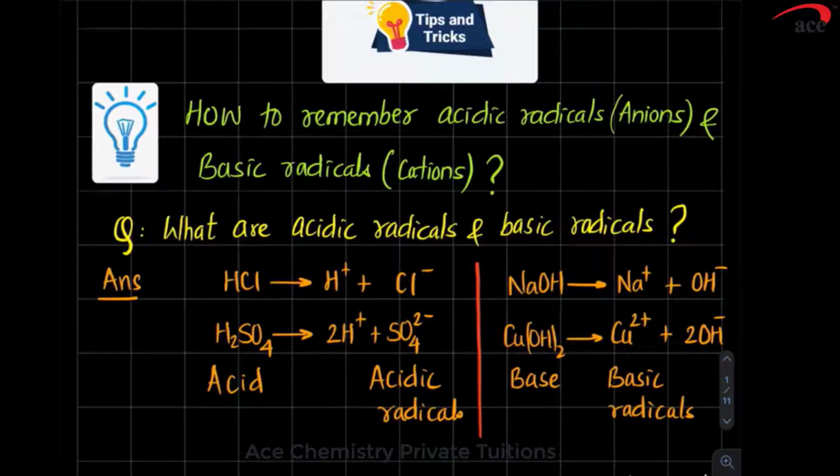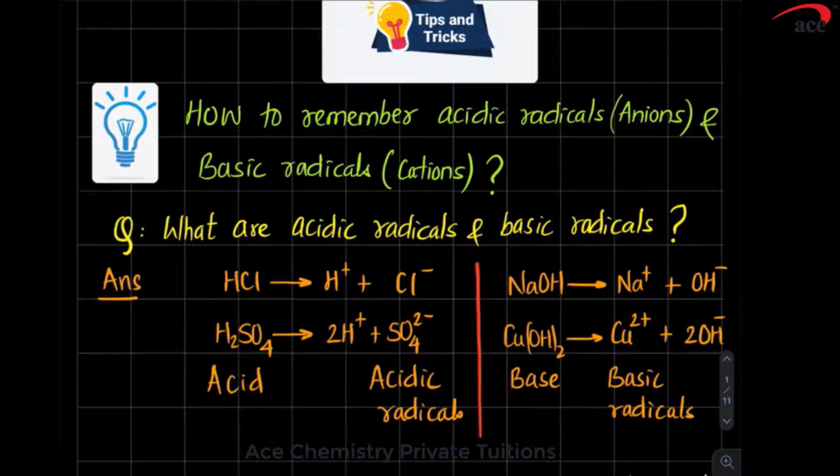Hello student friends, we will come to one of the interesting and basic foundation topics associated with chemistry called radicals. If you have a very good understanding of these radicals, writing a chemical formula in inorganic chemistry will become very easy. In general, it makes our life easier in the entire chemistry. So the first task is how to remember acidic radicals and basic radicals. That's the task that we are trying to do in this session. Now what are acidic radicals and basic radicals?